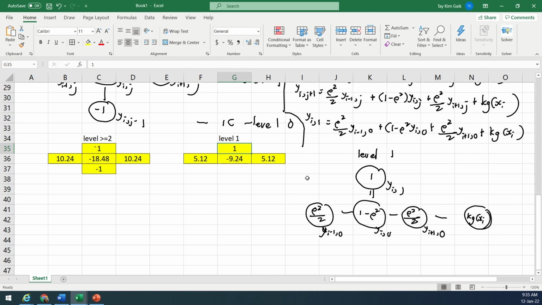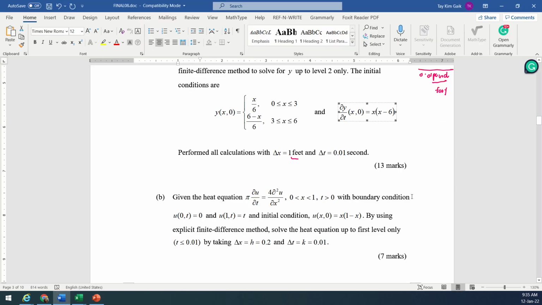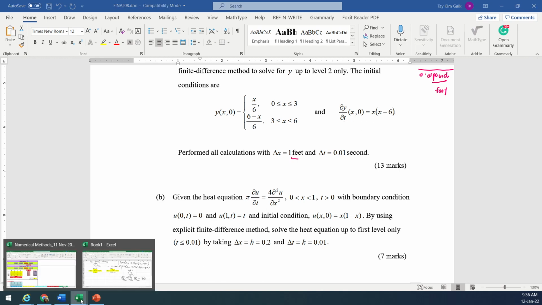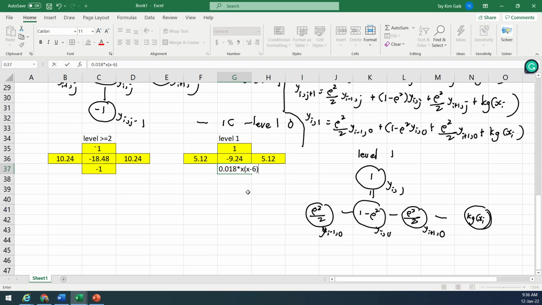And then K, g(x), xi. K is 0.01. You may put the K you have here, 0.01. g(x) is given by x minus 6. g(x) is the initial velocity, x times x minus 6, where the x value depends on the cell that you target. That's why you can put it at the center here.